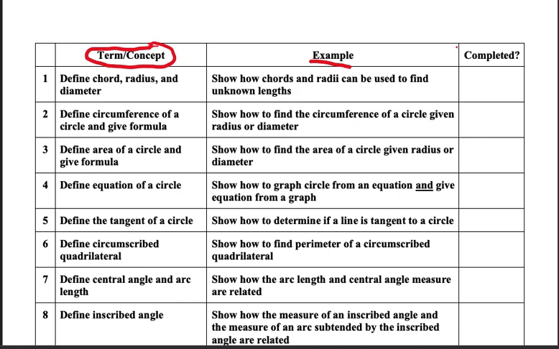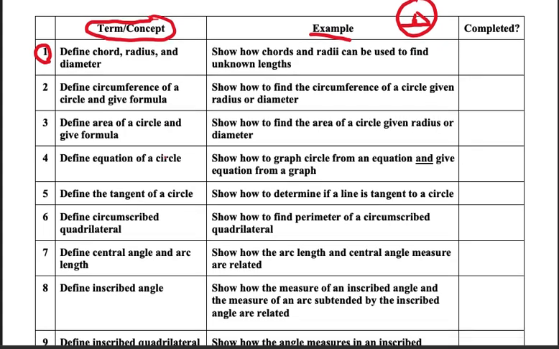Think like if you had a circle that had some sort of chord and you had something that came in perpendicular and you had the radius that makes a triangle. Some sort of example like that would be what they're talking about. And you want to label that number 1. Then you go to number 2, define a circumference and give the formula, define the area. Some of these shouldn't take you very long to do at all.